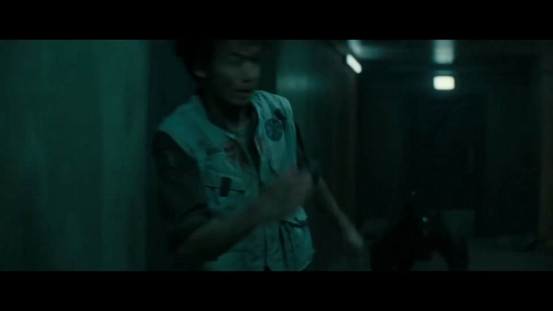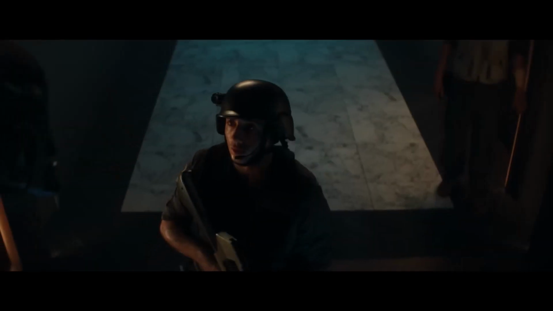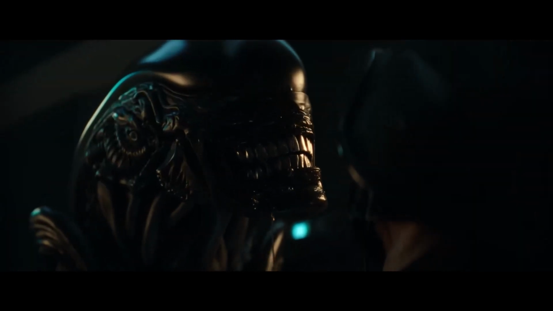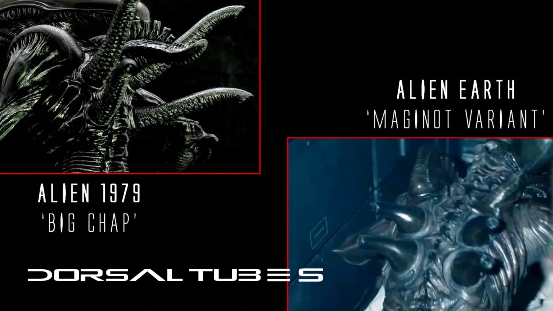alien life form. This variant seen here in Alien Earth might look the same as the original in split-second glances, but let me tell you one thing: it has many unique traits and many stark differences from the OG alien, the Big Chap. So here in this video, we will describe 10 anatomical or morphological differences between these two. Let's begin with the dorsal tubes.